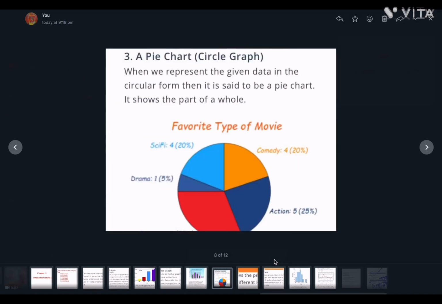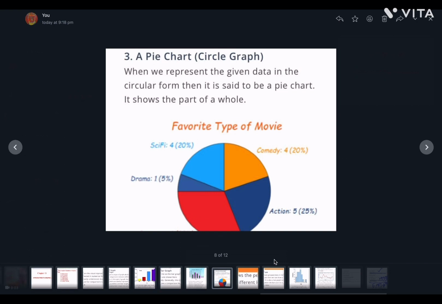Now discussing a pie chart or a pie graph or a circle graph. Students, when we represent the given data in a circular form, then it is said to be a pie chart. It shows the parts of a whole. A pie chart is used to compare parts of a whole.